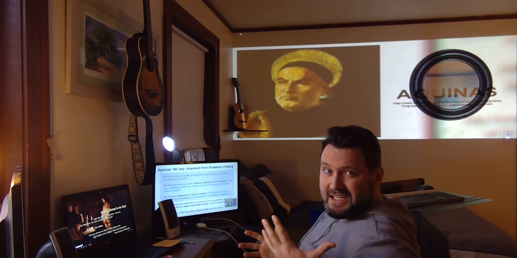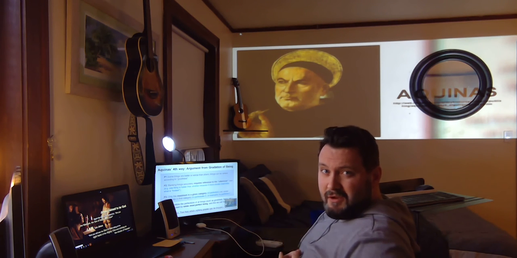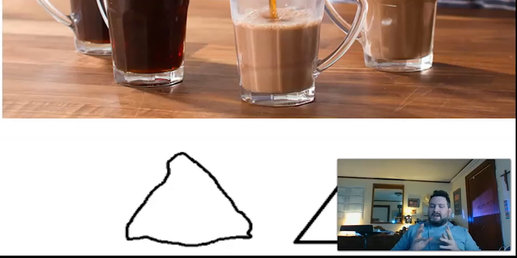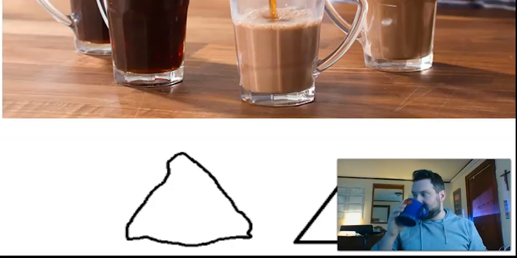Now there's one more idea that Aquinas wants us to buy into before we can finish this argument. And here's how the idea works. All right? Let's look at a cup of coffee. If you have a cup of coffee, like this one, all right? This one's very cold right now.